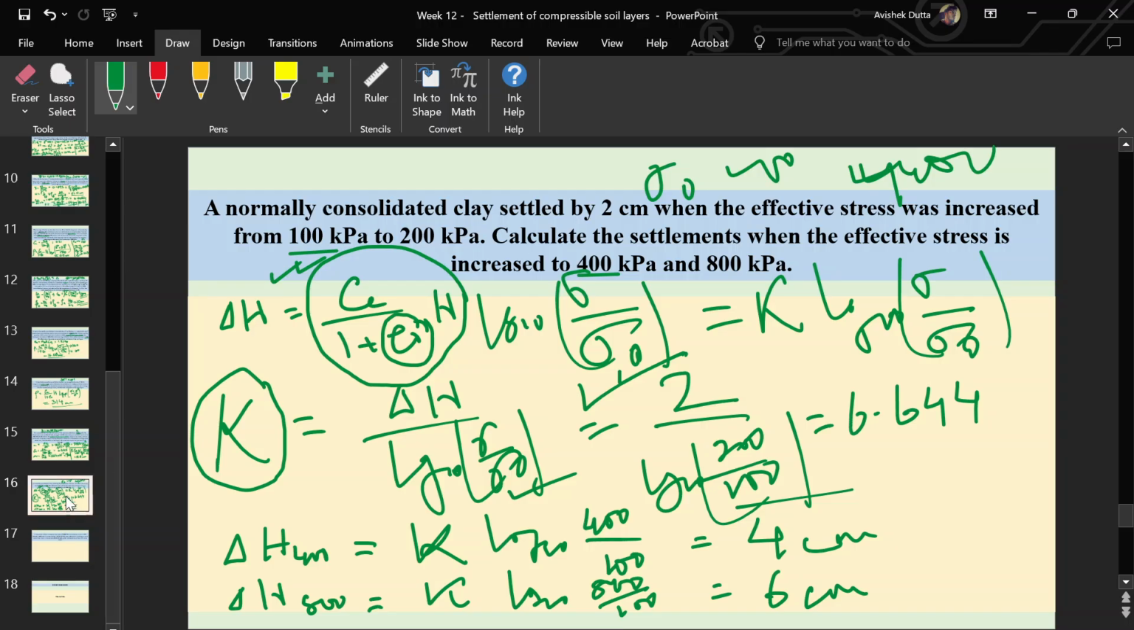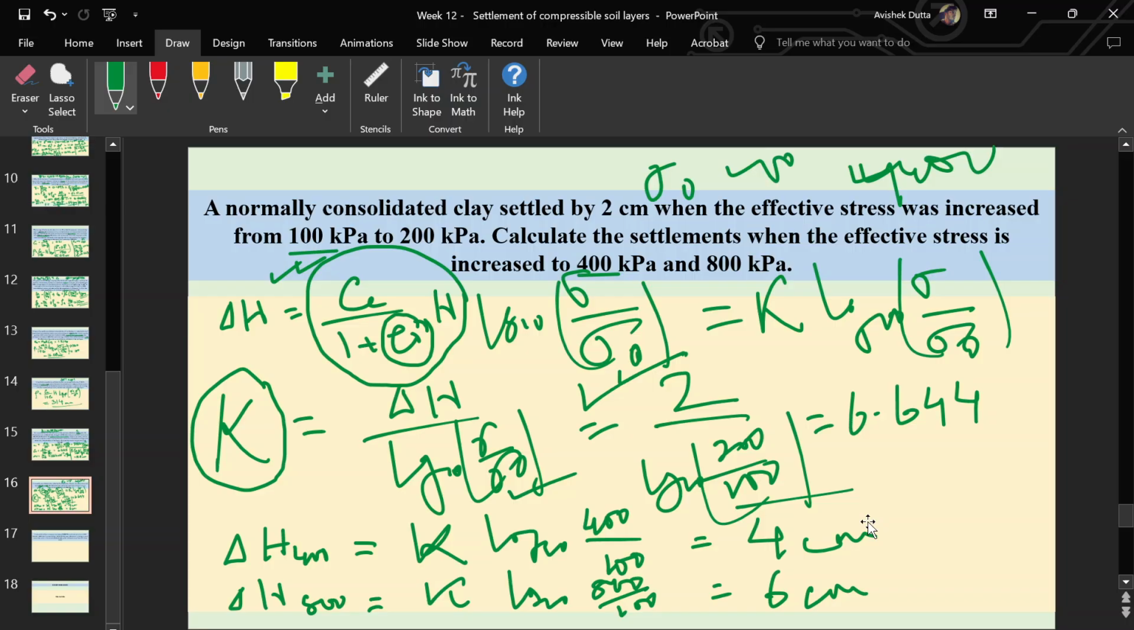I am not changing the first two lines. First two lines remain the same. Last line, for example, calculate the settlement when the effective stress is increased from 400 to, instead of 800 in this question, 1000 is there. Yes, 800 and 1000. So just put 1000 over here and divide by 100, you will get it.